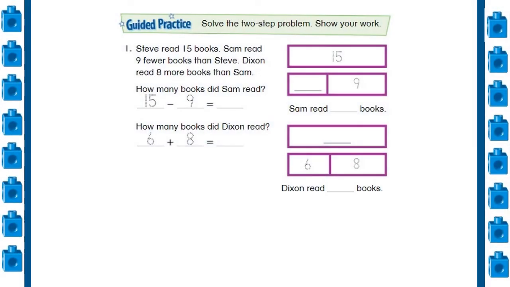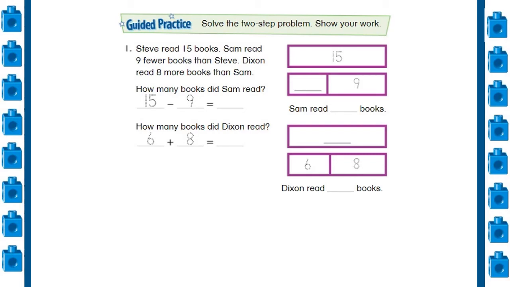Okay, it's a little confusing, right? Well, let's look at page 114 in your book. And you can pause here if you need time to find it. Now, the guided practice says here, solve the two-step problem, show your work. Okay, well, let me read this to you.